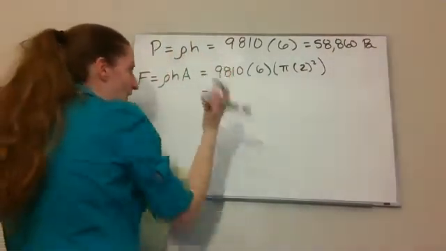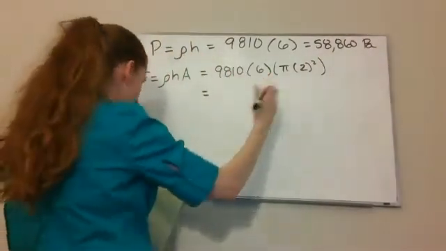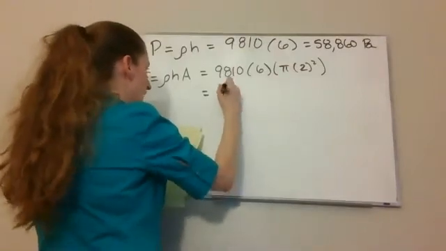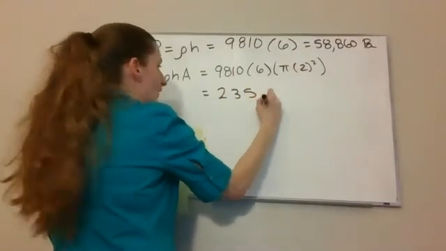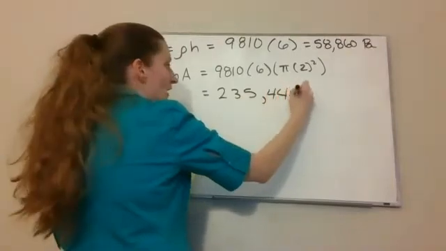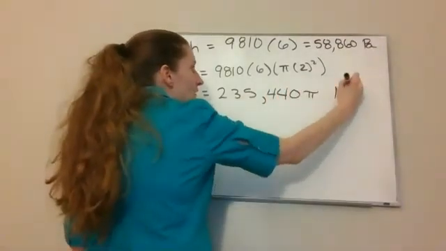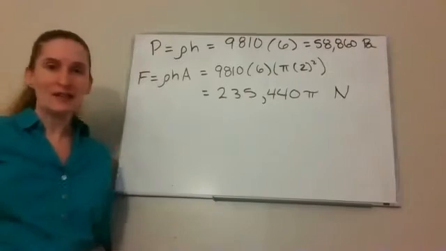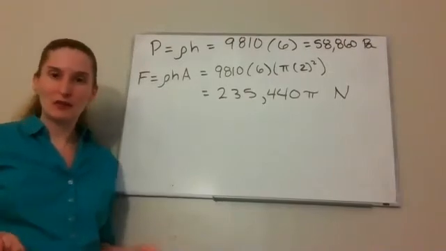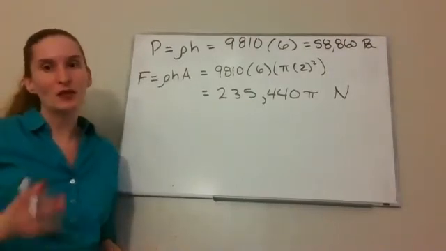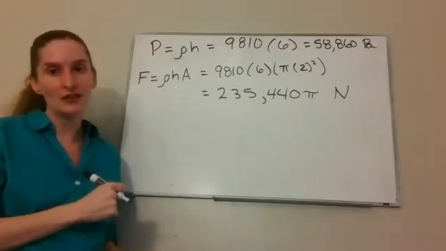So I have 9,810 times 6 times 4 pi, which is 235,440 pi newtons. And that's all there is to it for calculating our fluid pressure and force, at least when the plate is hanging horizontally.